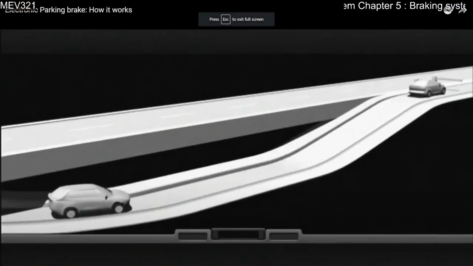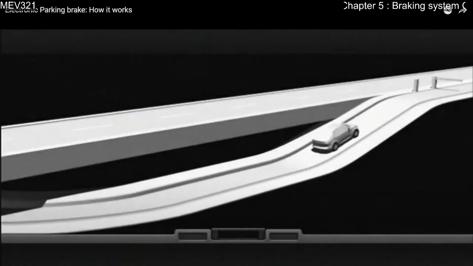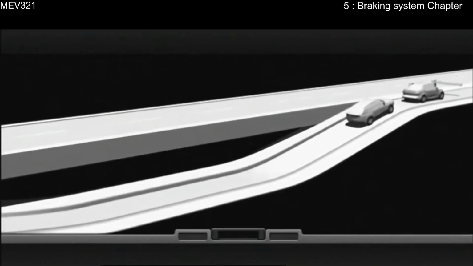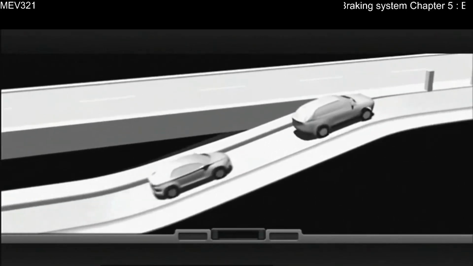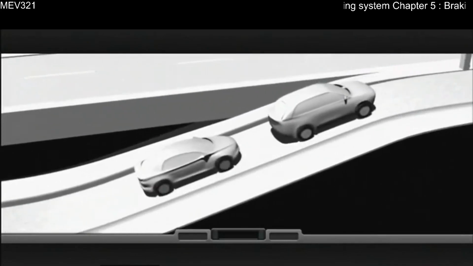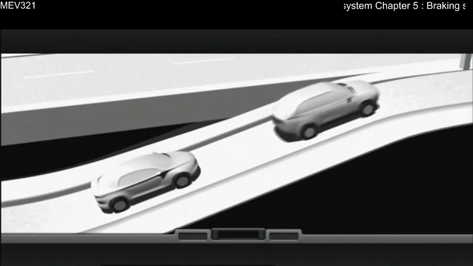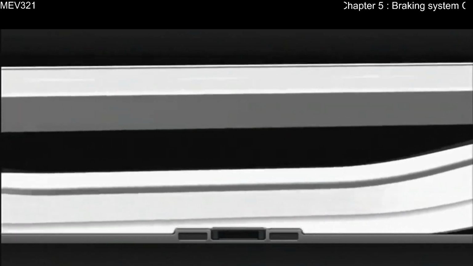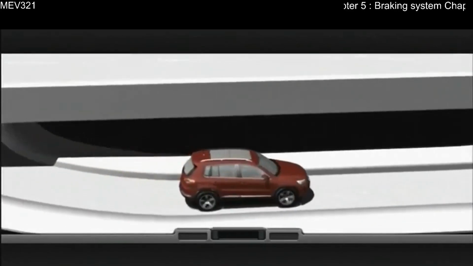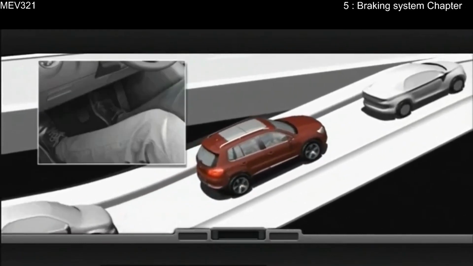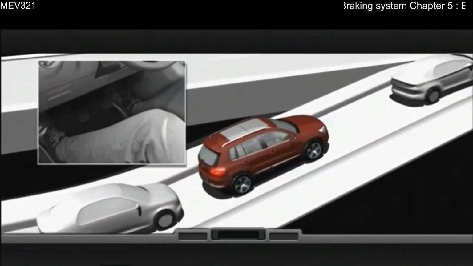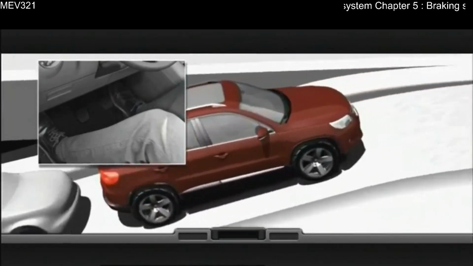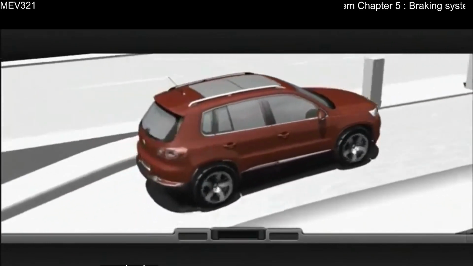Every day pulling away on uphill slopes often leads to unpleasant situations. If the car behind pulls up too close, rolling back slightly could be all that is needed to cause minor but costly damage. After having applied the brakes, the driver can take their foot off the brake pedal. The vehicle is secured and cannot roll back. All the driver has to do is press the accelerator. The assistant takes care of the rest on the uphill slope.